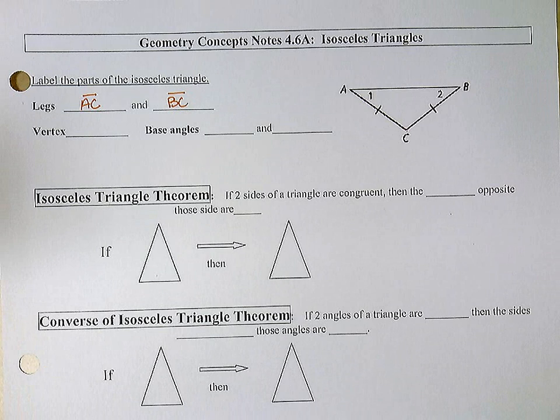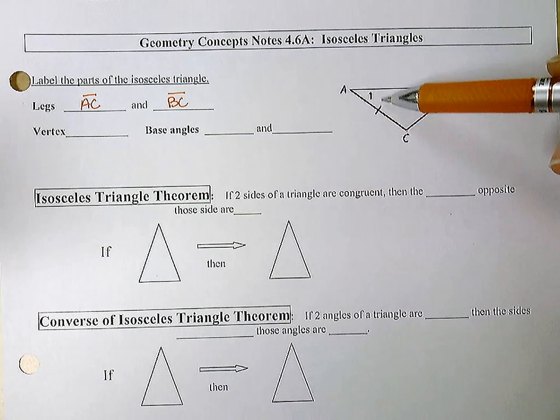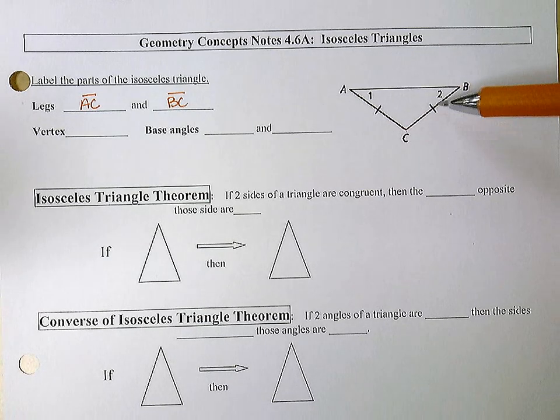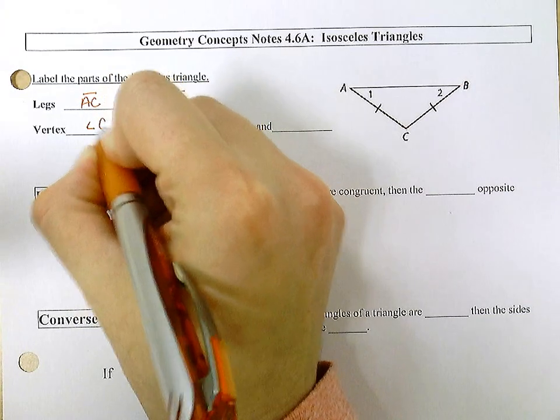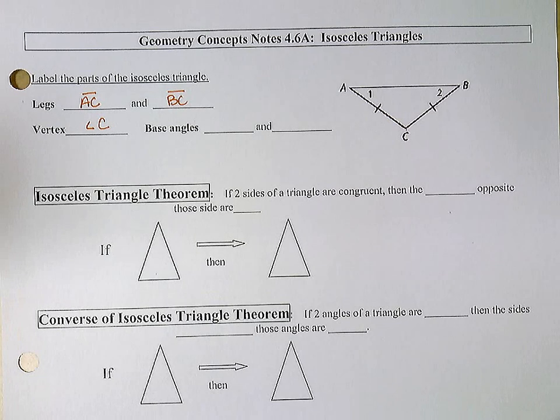The vertex of an isosceles triangle is the angle between your two congruent sides. So the angle between these two congruent sides here is angle C. So that would have to be your vertex.